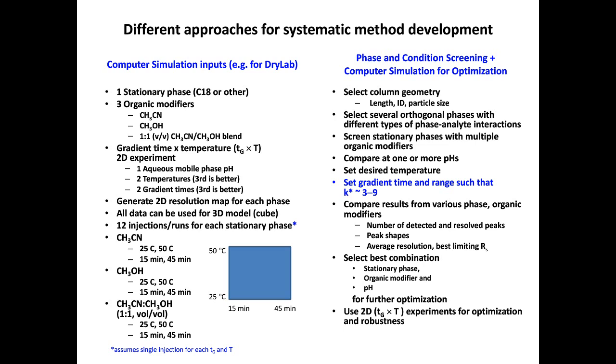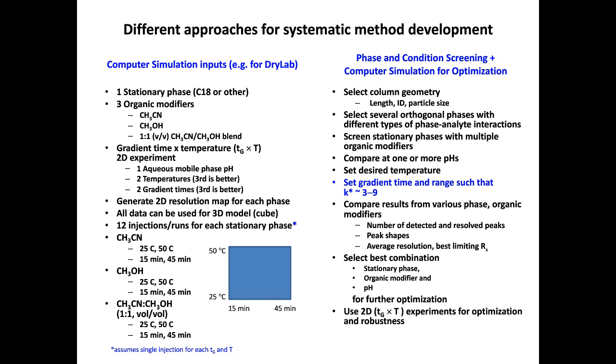It also is beneficial in some of those cases if you can run intermediate settings, such as in this case halfway in between 25 and 50 degrees C, and halfway in between 15 and 45 minutes, like 30 minutes, and then you'll have those intermediate runs so you can do some peak tracking.